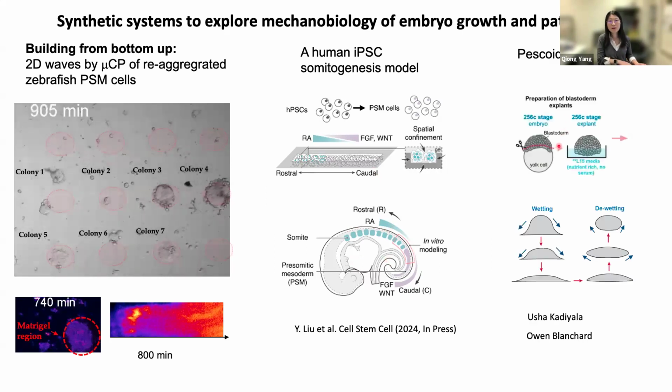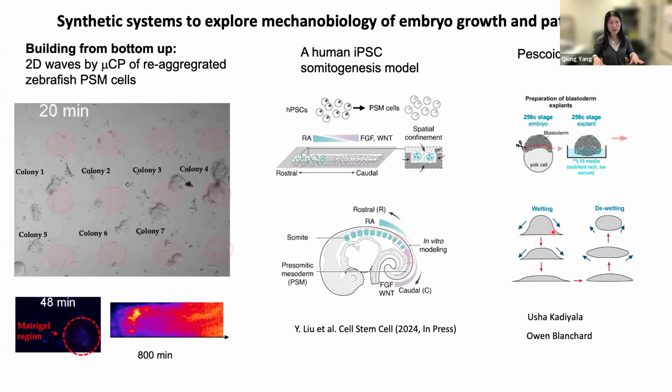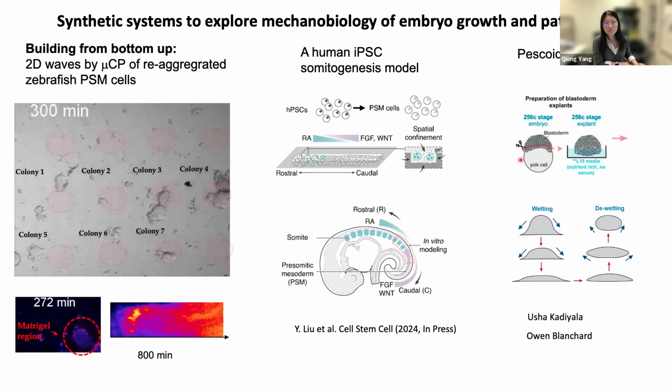Additionally, my lab recently established a Pascois model to understand a very interesting behavior. It's called wetting and dewetting. When you isolate the cells at the 256 cell stage of the embryo and plate them on a surface, they start to spread out and then de-wet. And this actually resembles the process during epiboly. So we are hoping also to explore more of the mechanobiology of this process.